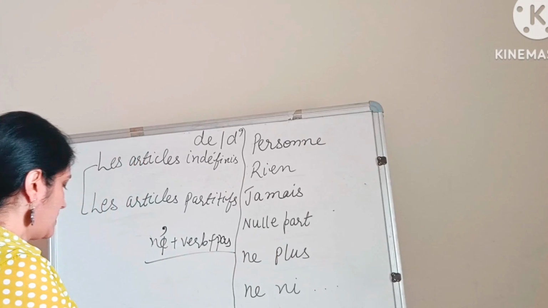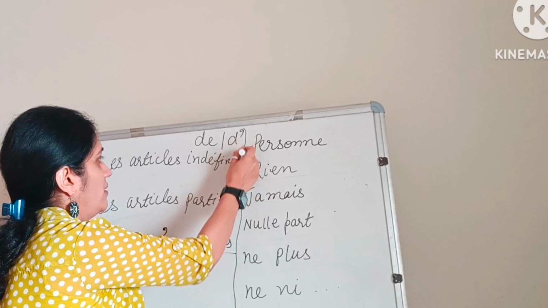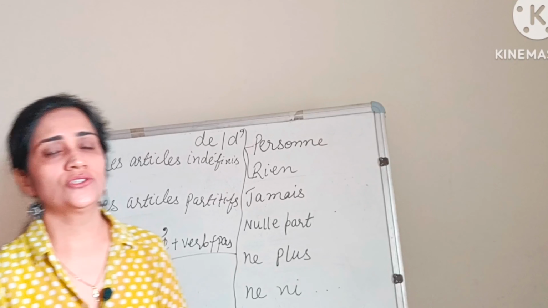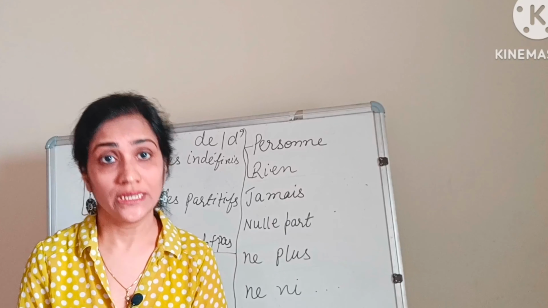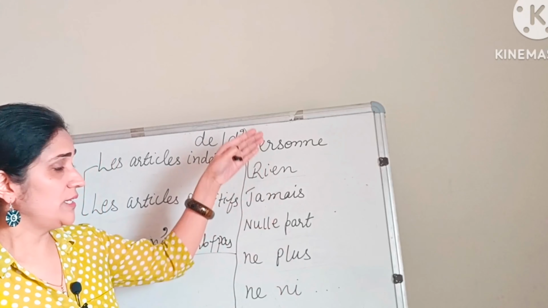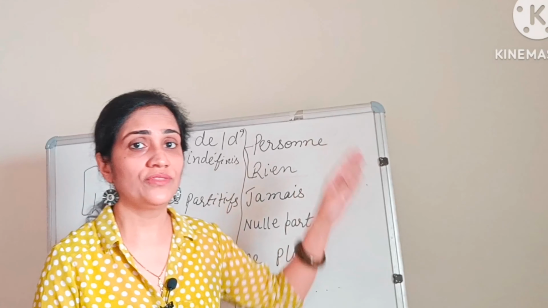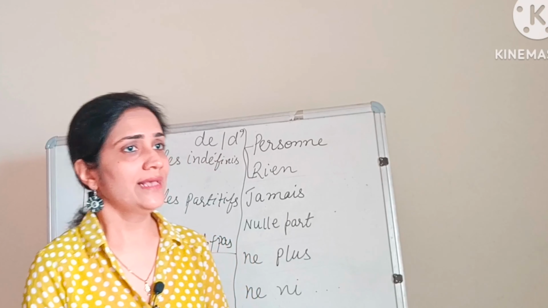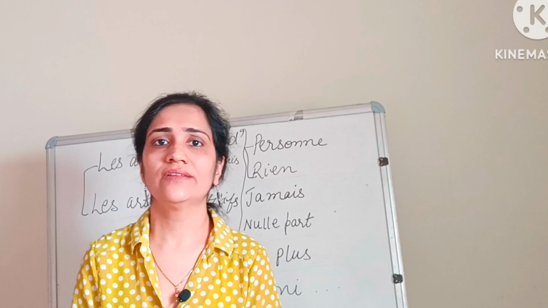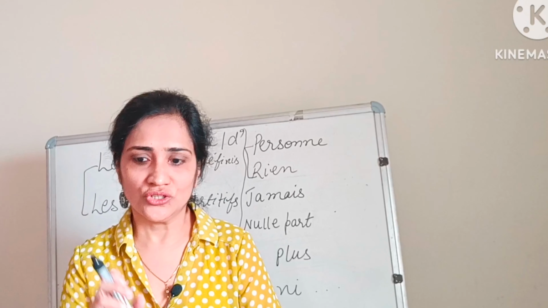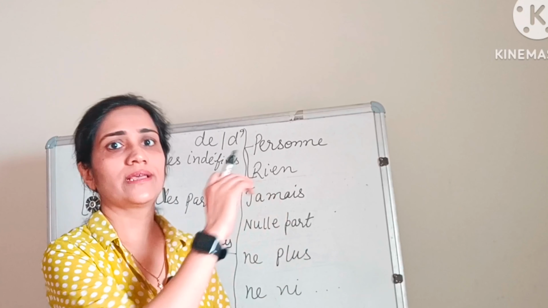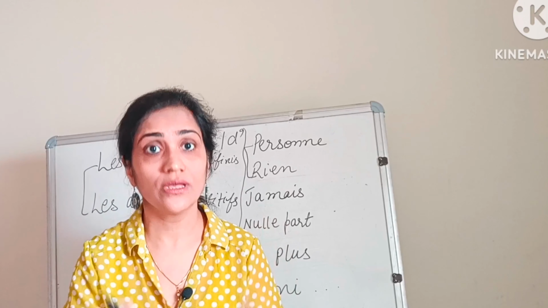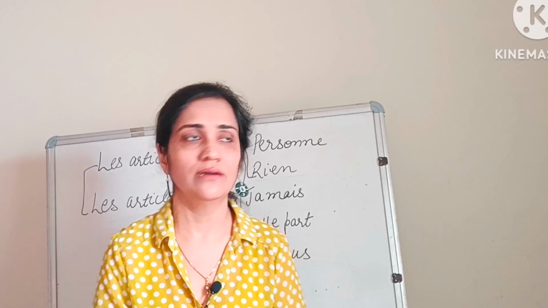Okay. So let's take the example of personne and rien. Personne refers to nobody and rien refers to nothing. And I will tell you the opposite of these expressions also. If you know the opposites, then it will be easier for you to trace how and when to use these expressions in a sentence.